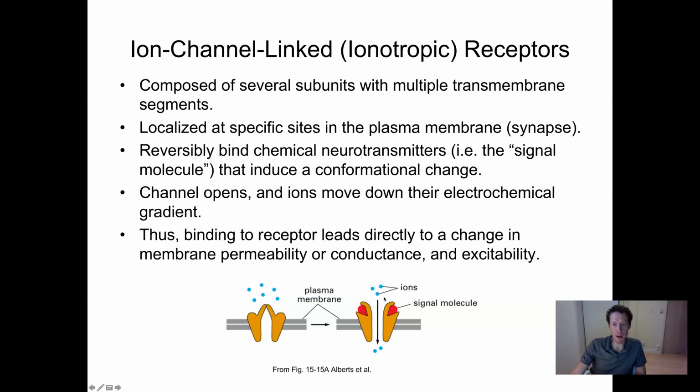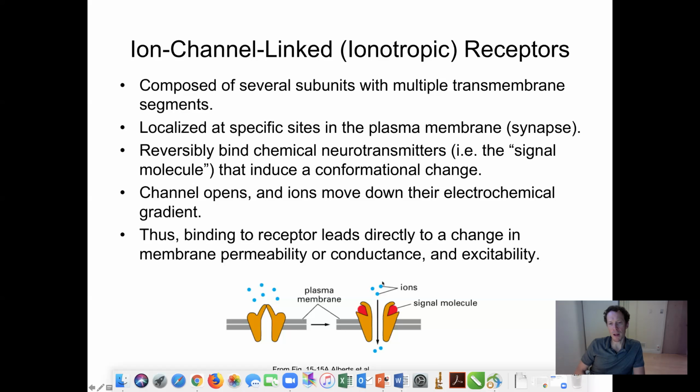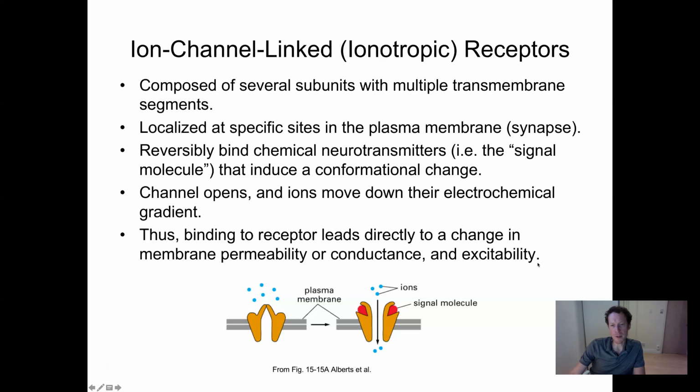So channels open, ions move down their electrochemical gradients, as we've seen in other examples. And importantly, as I'll talk about in the next video, when these channels open, we have an increase in membrane permeability to a specific ion, or an increase in conductance. So basically, these are electrical words, or words in biophysics, that we use to describe the movement of ions across a membrane. So we can say that there's an increase in permeability, so there's now a pathway for ions to move.